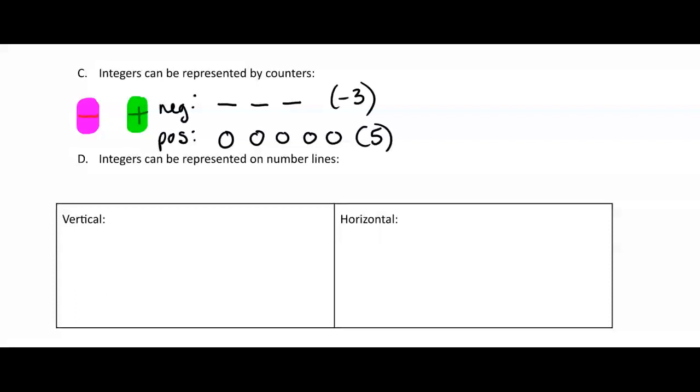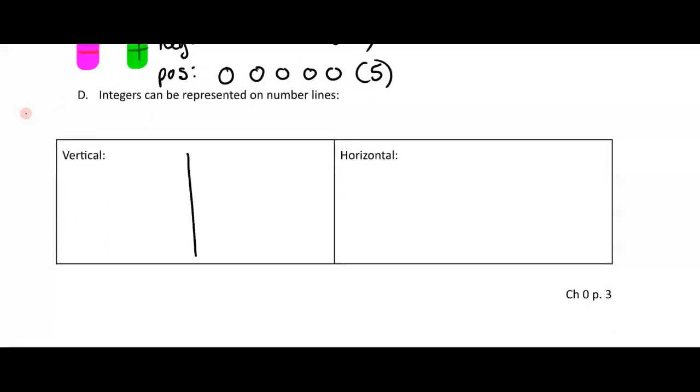Okay, and then we can also represent these on number lines. To me, the vertical number line is the easiest, because when we go up on the vertical number line, we get more positive, and that makes sense mentally. And when I go down, I get more negative. So down is negative, up is positive.